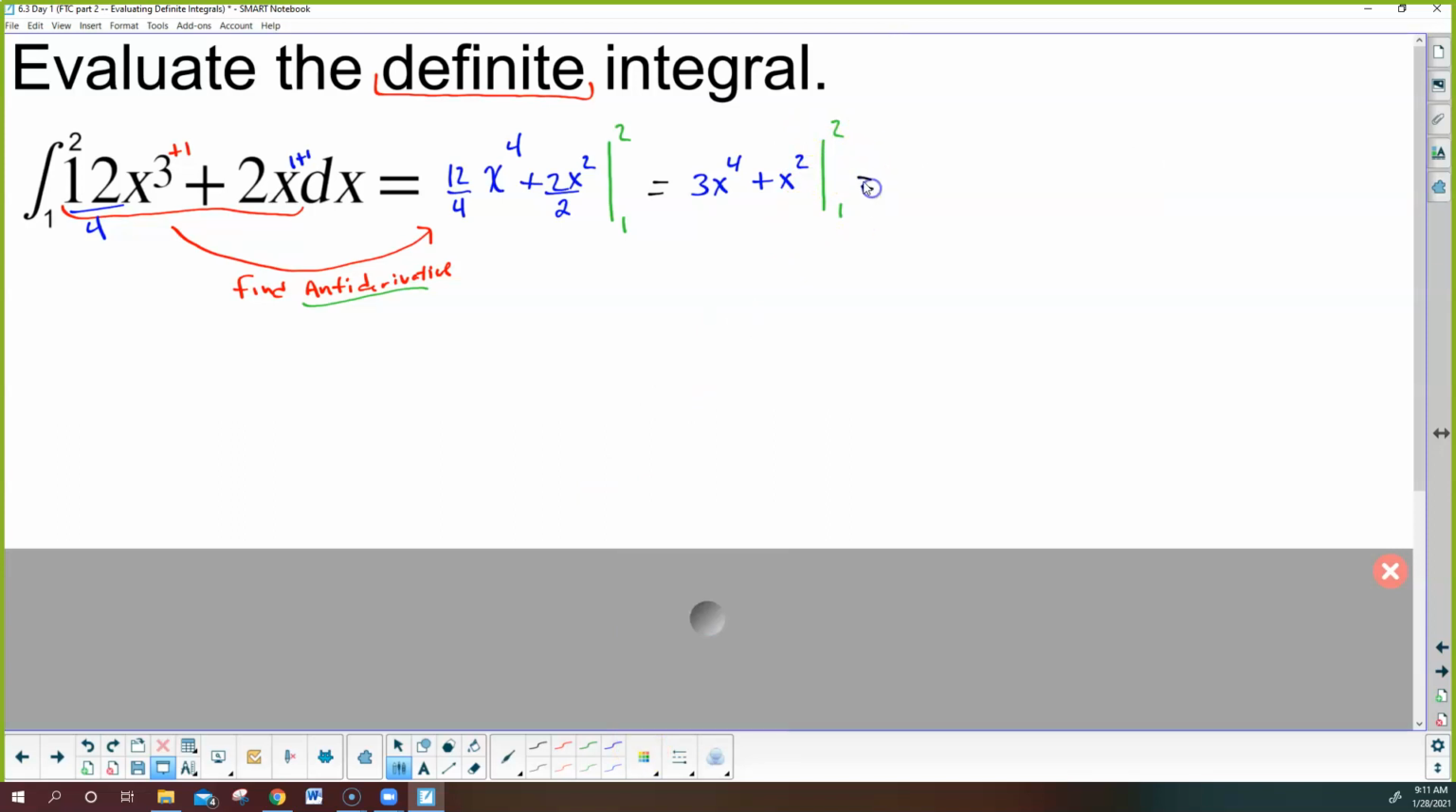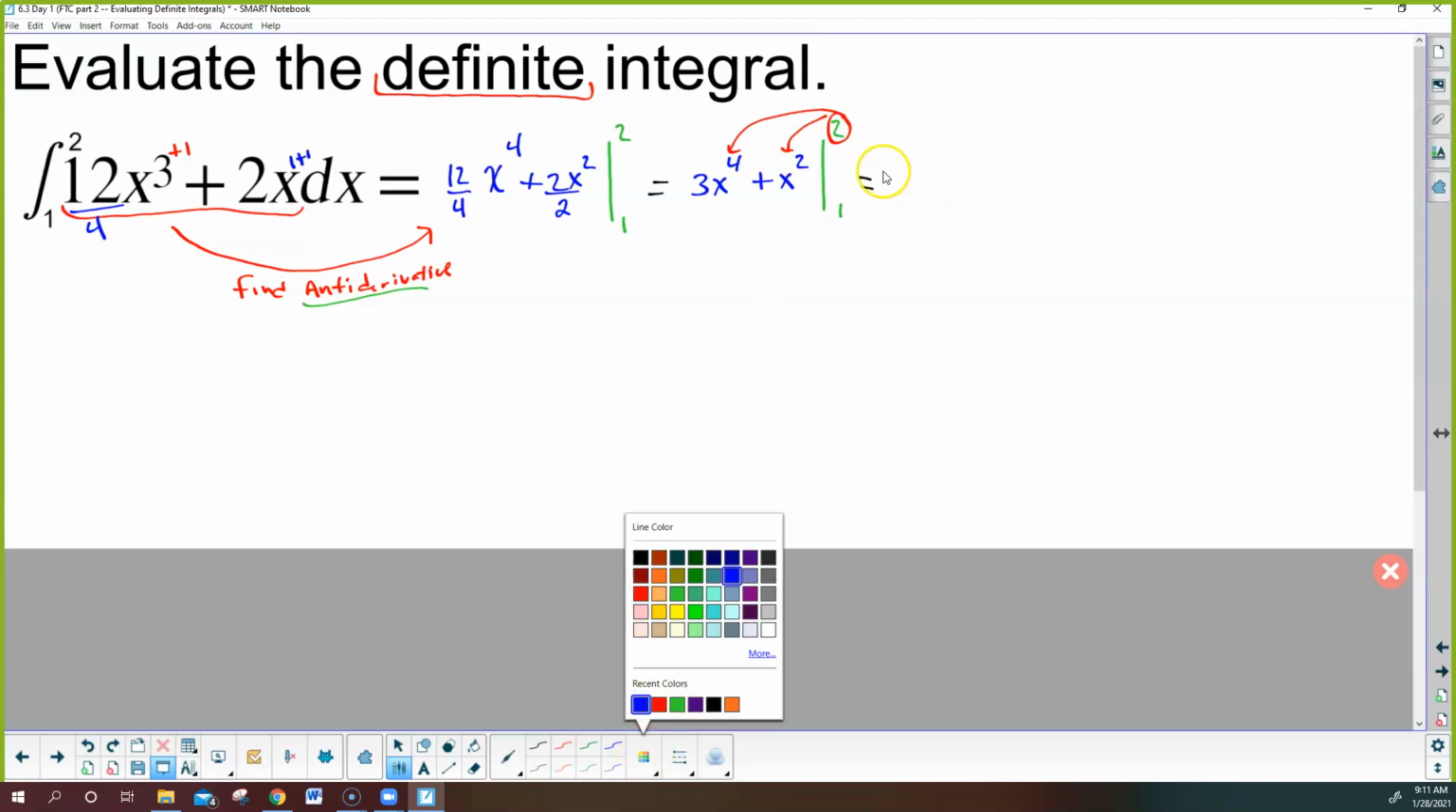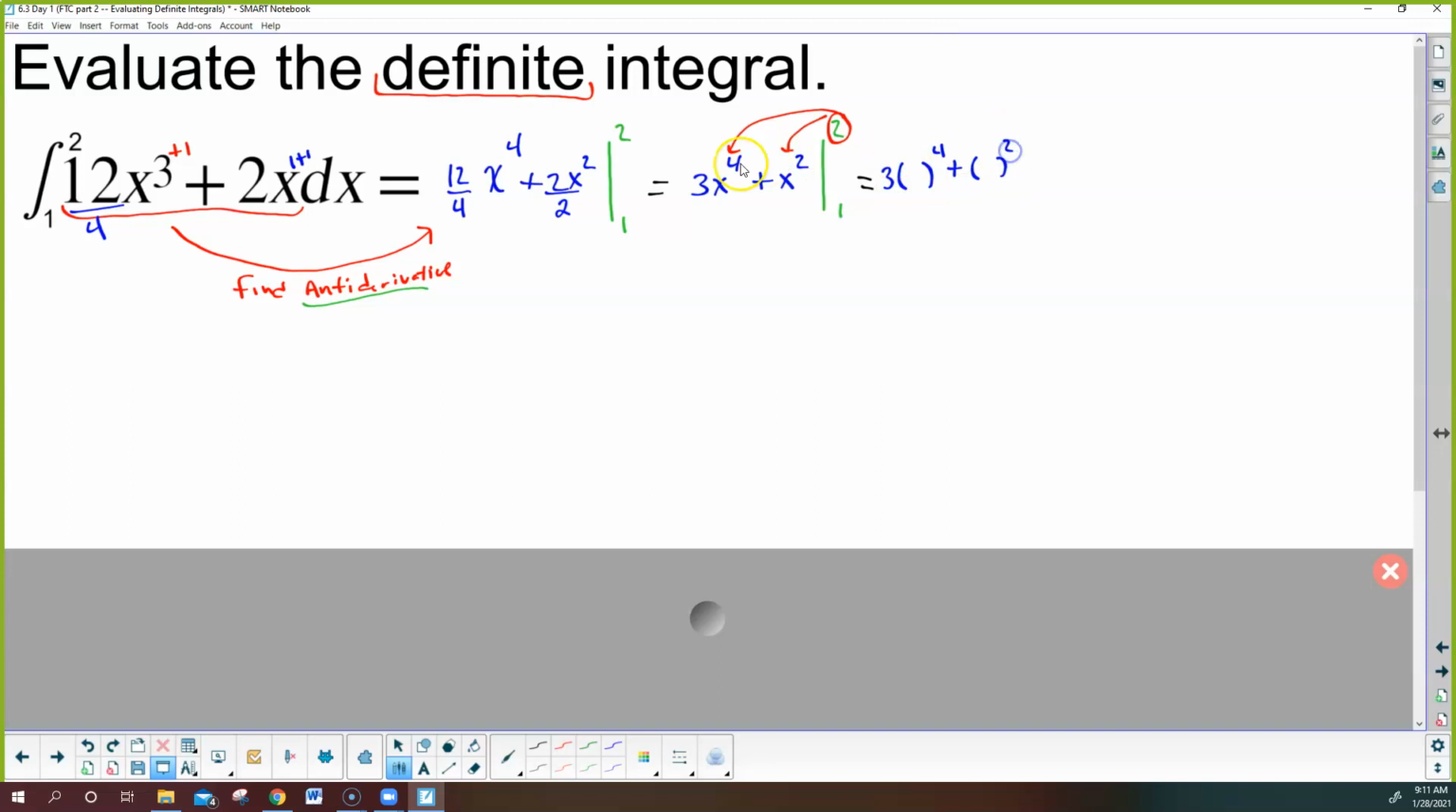All right, so what are we going to do? Now, try to color coordinate this if you can. We're going to take the top bound and plug that in. So watch what happens. I'm going to take the antiderivative and I'm going to evaluate it at the top. And here's the part that a lot of students end up screwing up. We're going to do the top minus the function evaluated at the bottom.